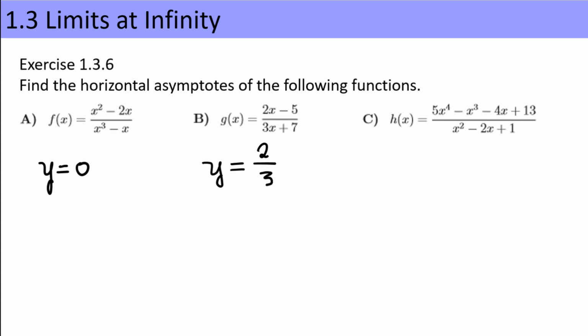Part C, h of x equals the numerator 5x to the fourth minus x cubed minus 4x plus 13, and the denominator x squared minus 2x plus 1. Let's observe that the degree of the numerator is greater than the degree of the denominator. Therefore, we conclude by the rules we have just learned, there is no horizontal asymptote.